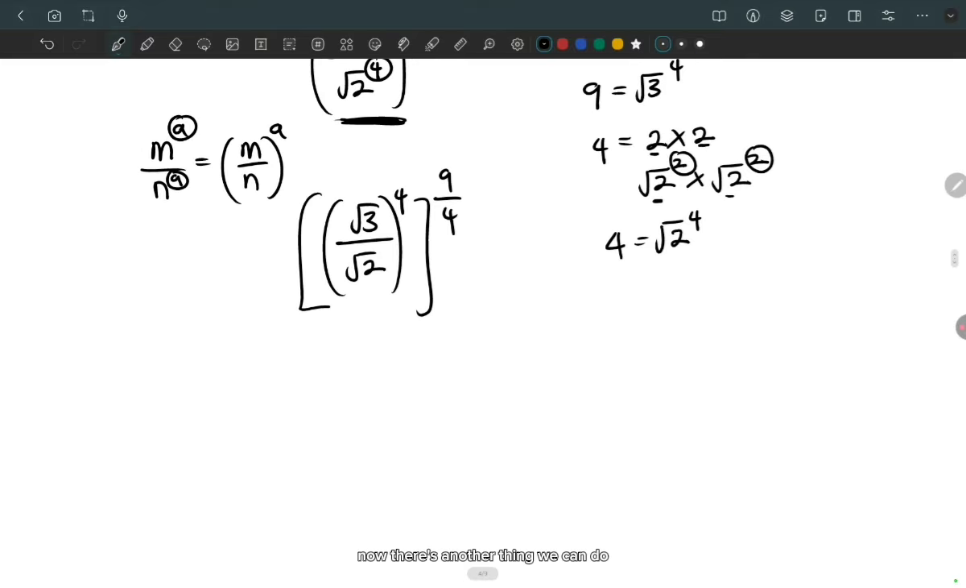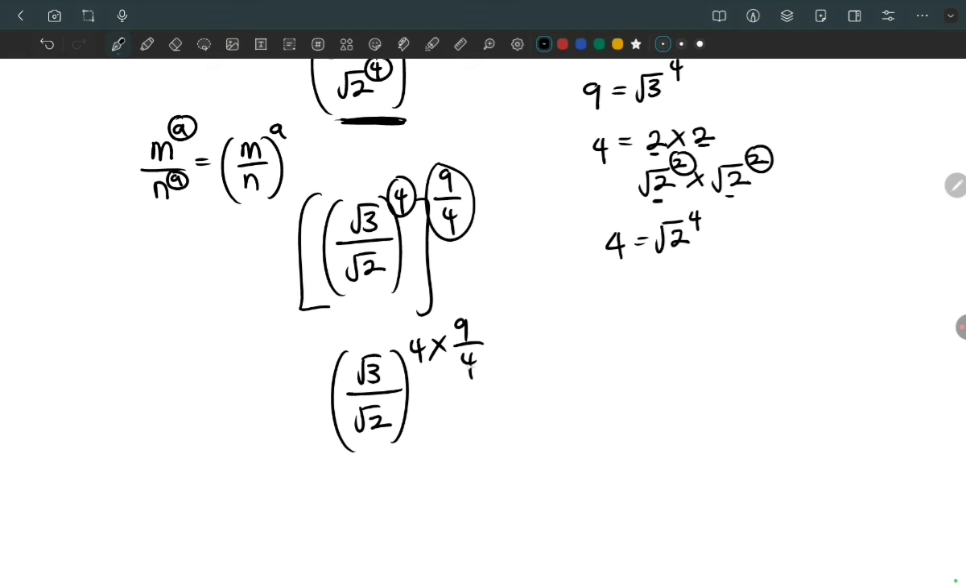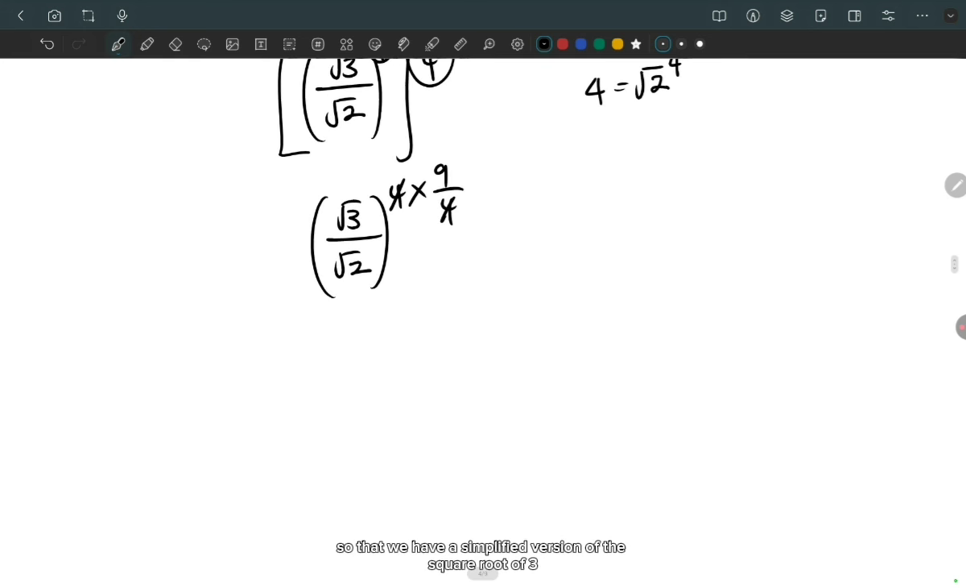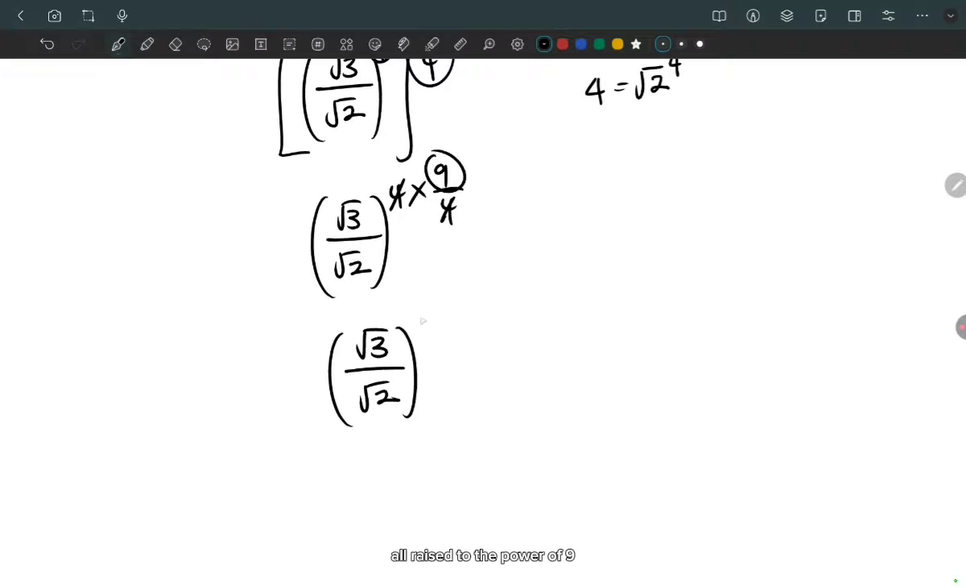Now remember that we have an overall power of 9 over 4. So we can raise this to the overall power of 9 over 4. Now there's another thing we can do. We apply the law of indices that says that this exponent can multiply this exponent outside. So we have the square root of 3 over the square root of 2, all raised to the power of, now we multiply 4 by 9 over 4. When we multiply them, this 4 can cancel out this 4, so that we have a simplified version: the square root of 3 over the square root of 2, all raised to the power of 9.